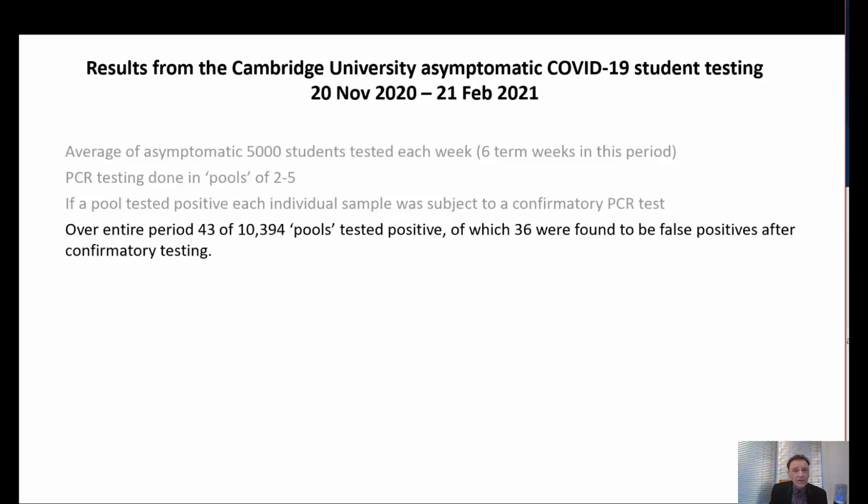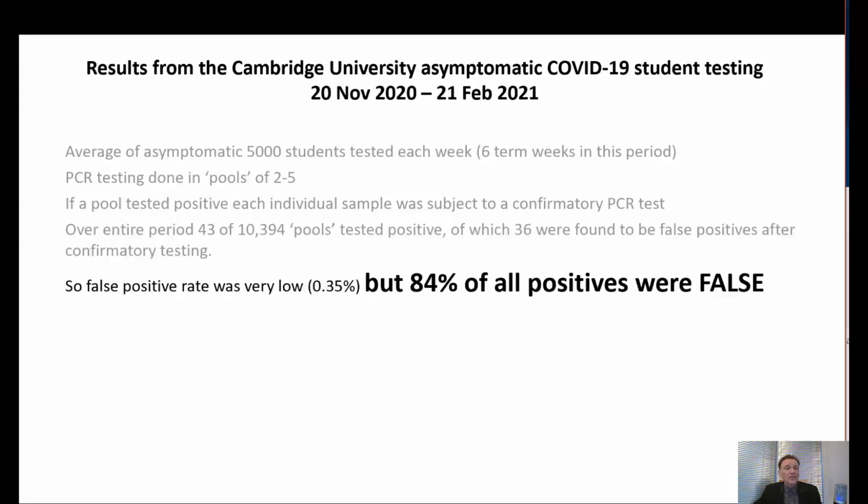And remarkably, 36 were found to be false positives after confirmatory testing. So each pool that tested positive, they retested each sample separately, and in 36 out of the 43, all of the individual samples were negative. Now, the false positive rate is the probability a person who doesn't have the virus tests positive. Well, there were 36 false positives in just over 10,000 samples. So the false positive rate is very low, about 0.35%. But the problem is that 36 out of 43, i.e. 84% of the positives were false.